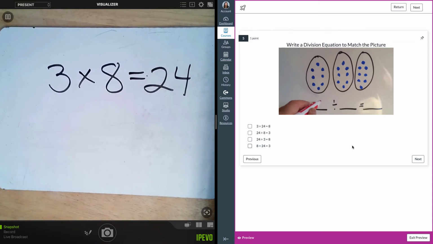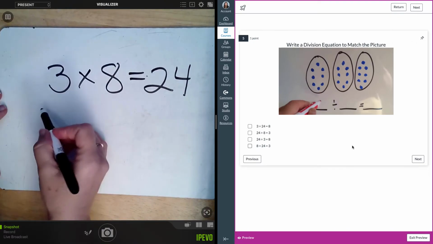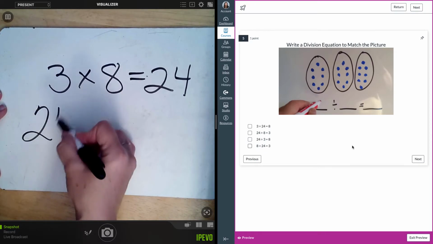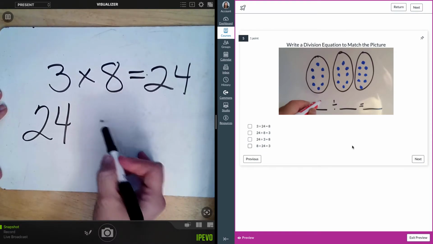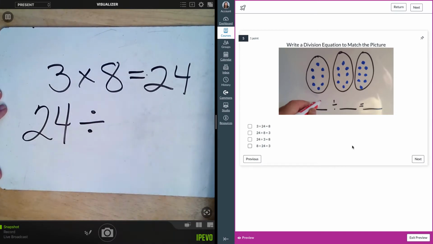But it asks for a division equation. So division, especially in 3rd grade, we're starting with the biggest number first. Right? That's our whole. We have 24 dots. We're going to break them into 3 groups and equal 8. Could I also break 24 into groups of 8 and get 3?